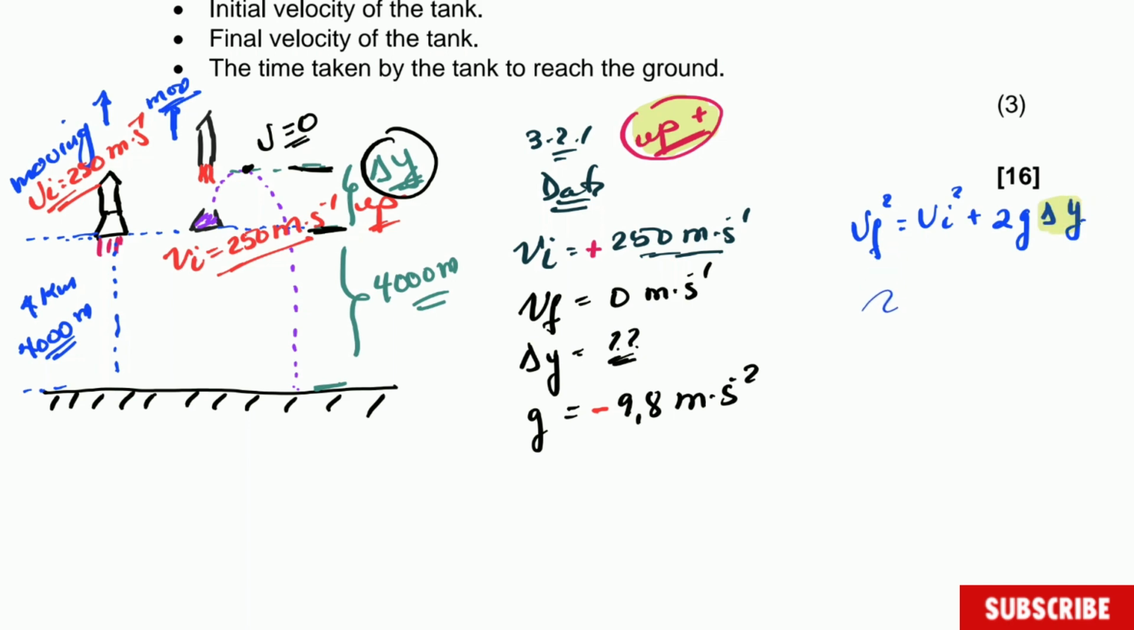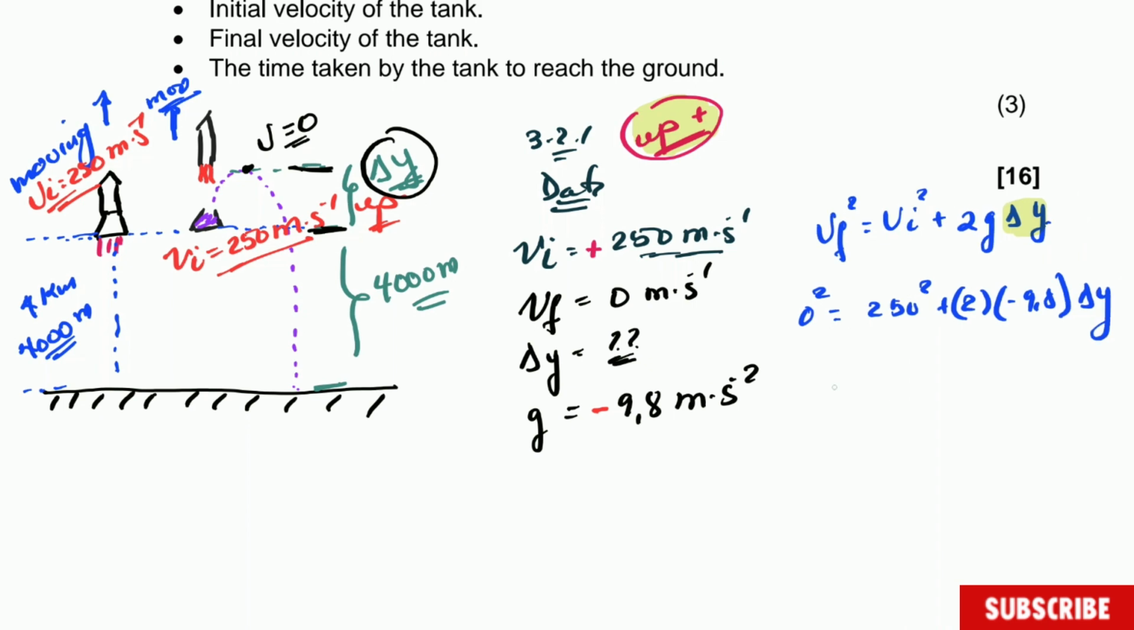And when you substitute, you have that 0 squared is equal to positive 250 squared plus 2 times minus 9,8 multiplied by the displacement. Let's move all that. There we go. So now if we rearrange this one, we will have negative 62,500. This one is the 250 squared, is equal to negative 19,6 delta y.